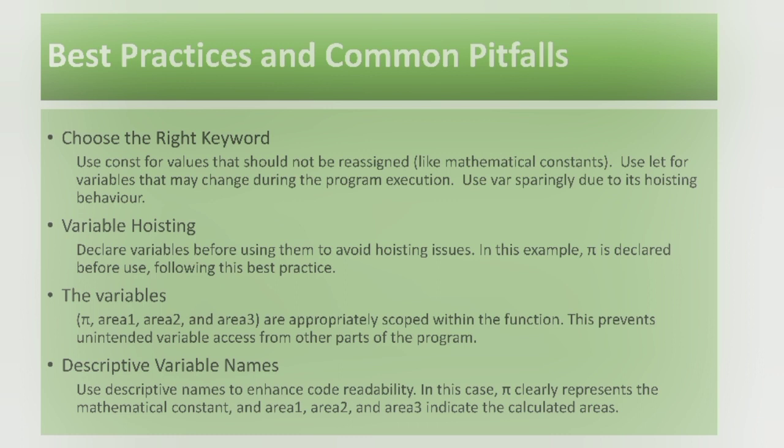Variable hoisting. Declare variables before using them to avoid hoisting issues. In this example, pi is declared before use, following this best practice. The variables pi, area1, area2, and area3 are appropriately scoped within the function. This prevents unintended variable access from other parts of the program.